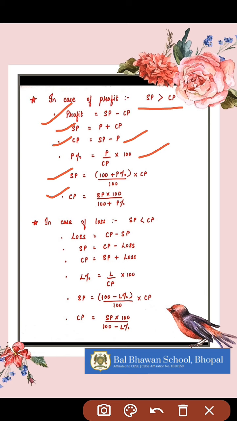Now when there is a loss, the selling price will of course be lower than the cost price. So you can find out the loss by subtracting both of them, that is CP minus SP. Then in this case, if you want to find out the selling price, it will be cost price minus the loss. And the cost price will be selling price plus the loss. Now, the loss percent can be found out by the formula loss upon CP into 100%.